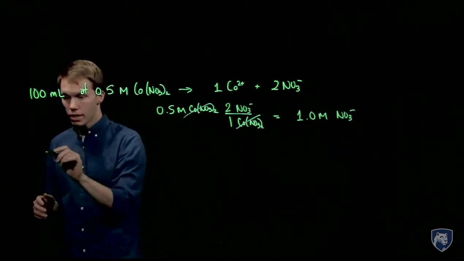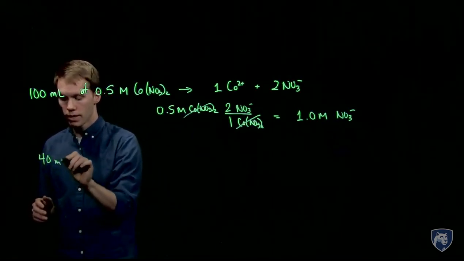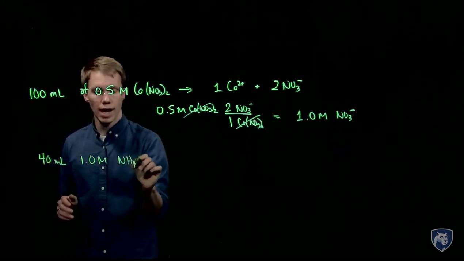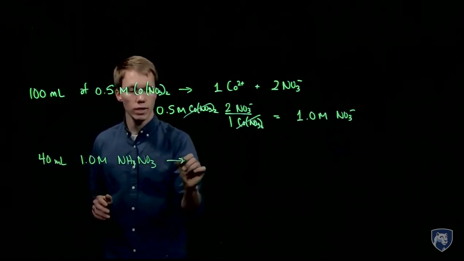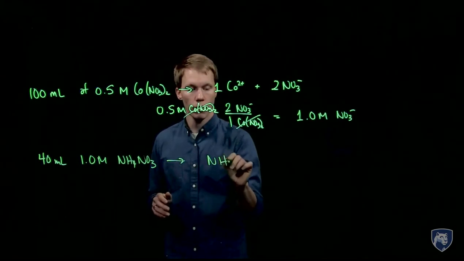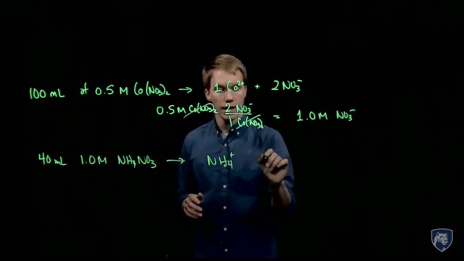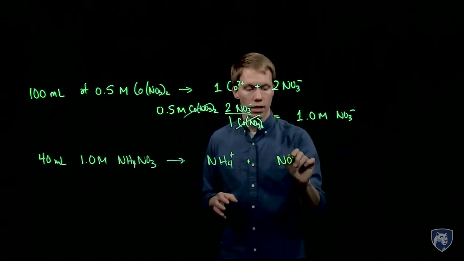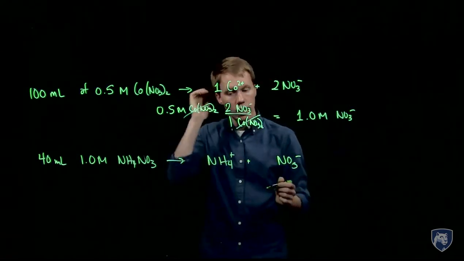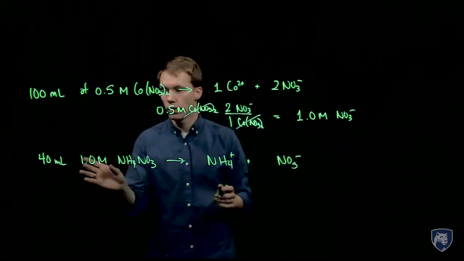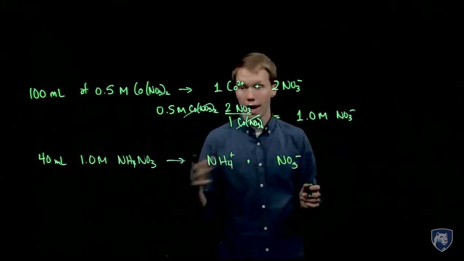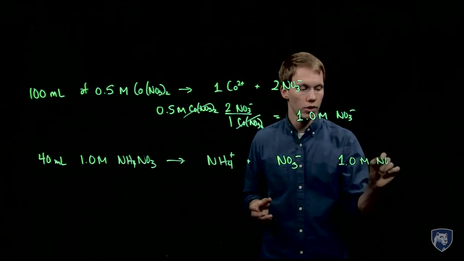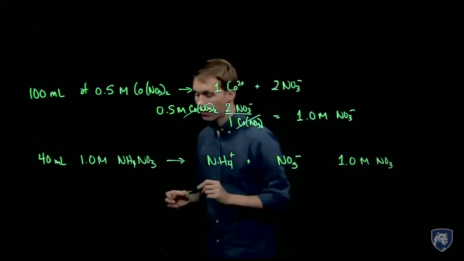Then in the second option, B, 40 mL of 1.0 molar NH4NO3. So this would dissociate into NH4+. This is one of our exceptions to that metal-nonmetal ionic compound, and 1 nitrate ion. So the ratio here is 1 to 1. I don't need to work out that math. I will end up with 1 molar nitrate ion concentration.